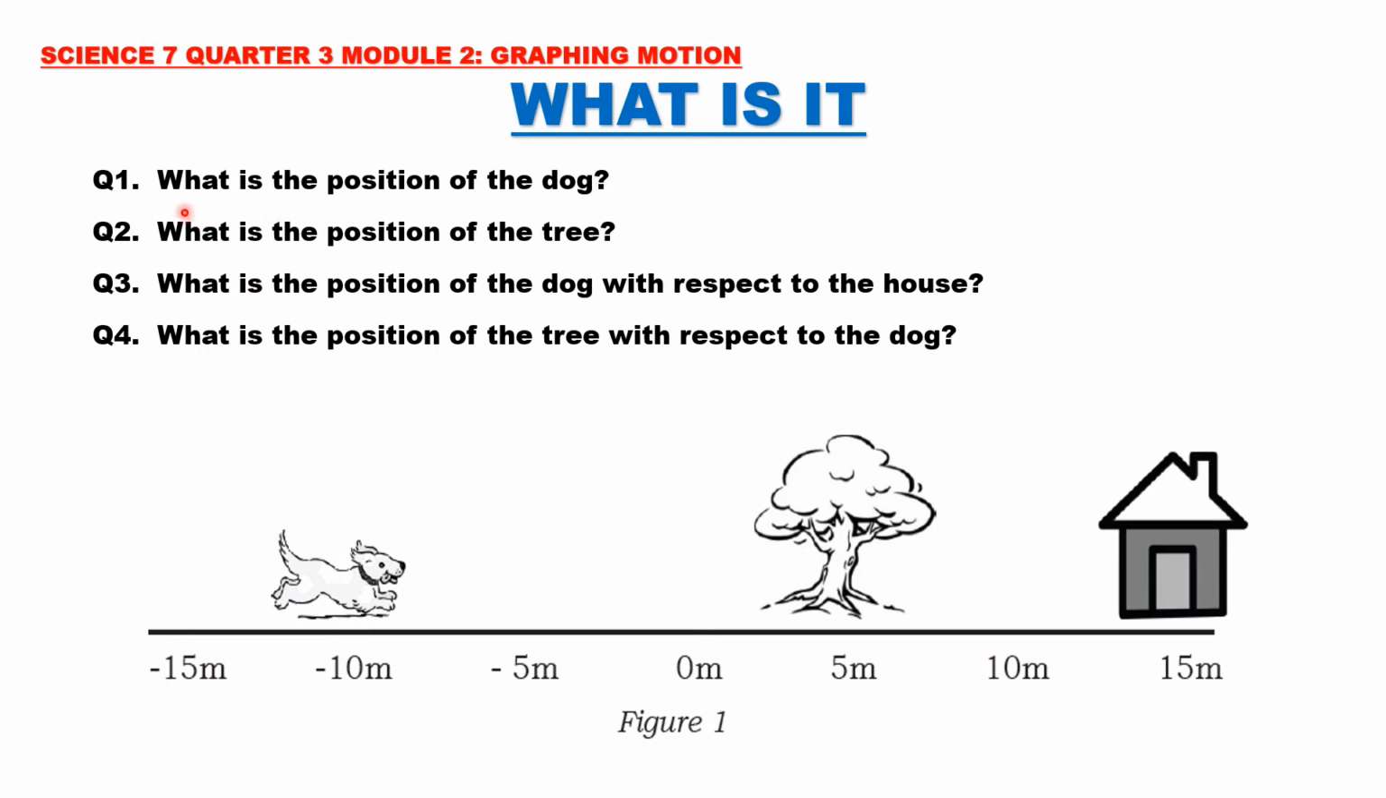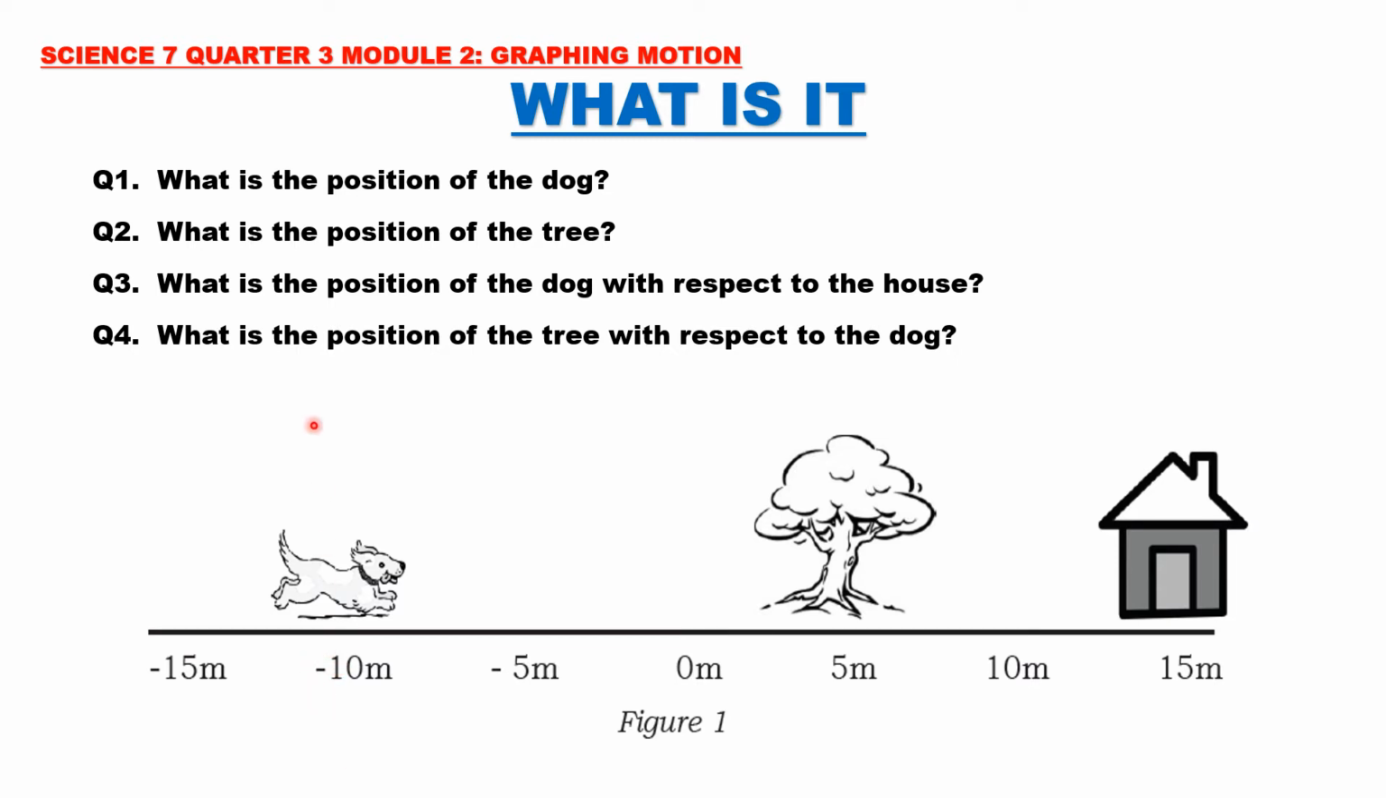So the first question that we need to answer, Q1, what is the position of the dog? So let's take a look again at our figure number 1. The dog is located at negative 10 meters. The negative sign here indicates the direction of the dog. So the dog is located to the left. The answer for Q1: the dog is located 10 meters to the left. We don't include the negative sign in the distance because the negative sign only indicates the direction of the object.